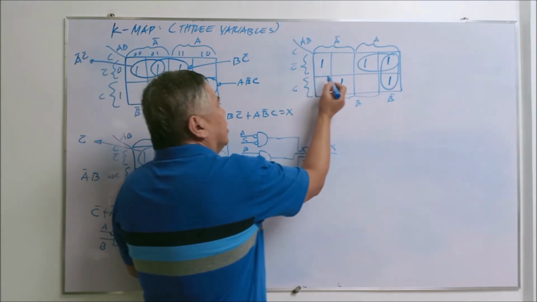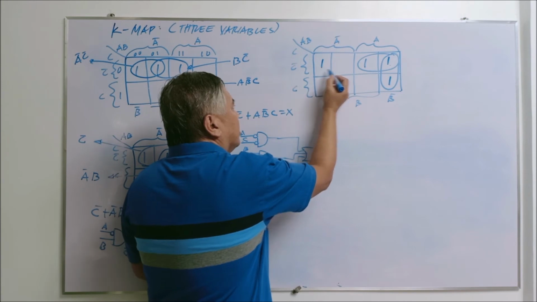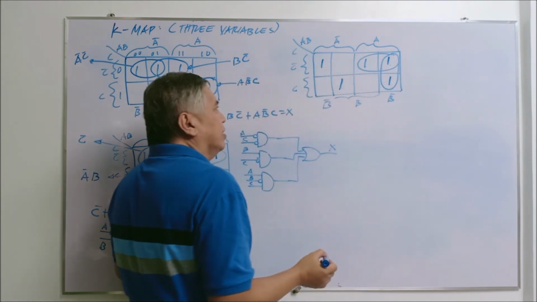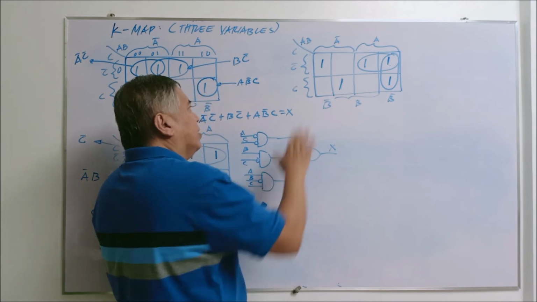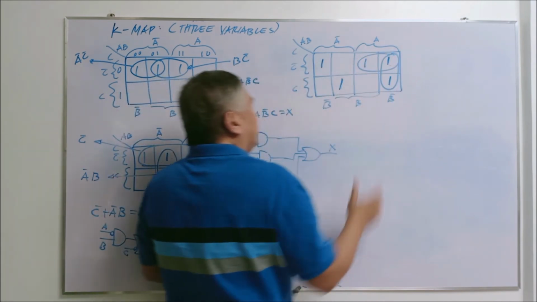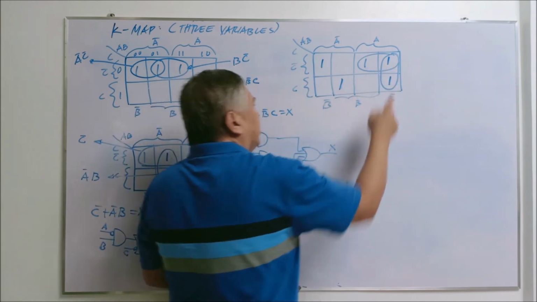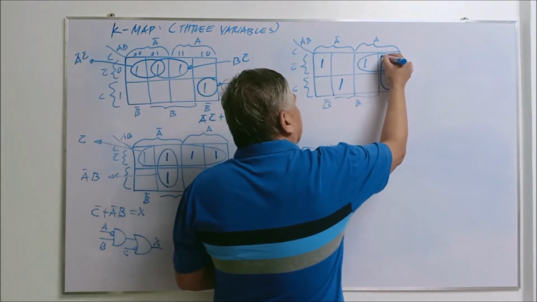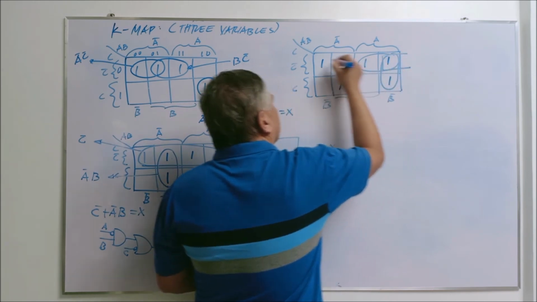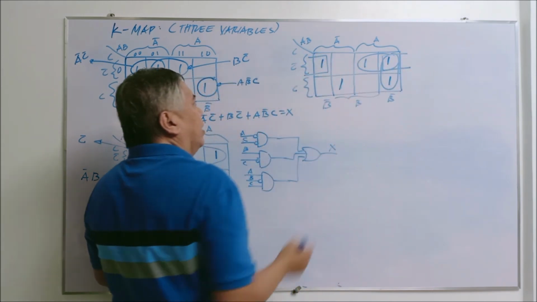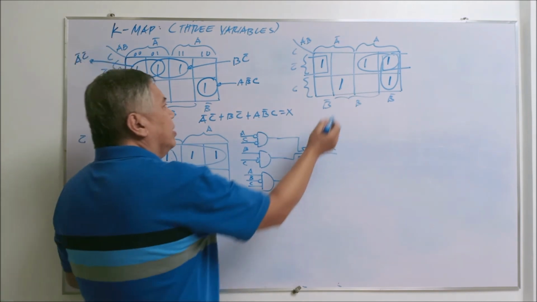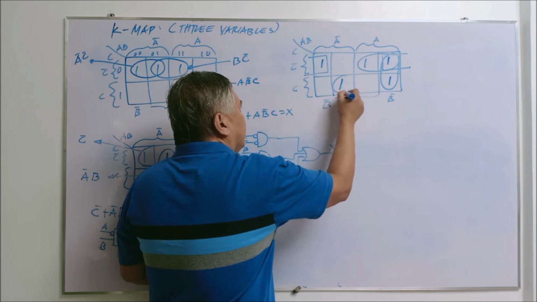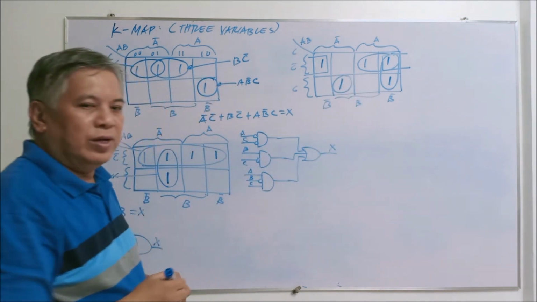This one is not yet grouped, but it is adjacent to this particular cell. Why are they adjacent? Because when you fold these 2 sides here, this one here and this one here become adjacent. So we group them as 1. And then this one here is not adjacent to this one, so this is individually grouped as 1.